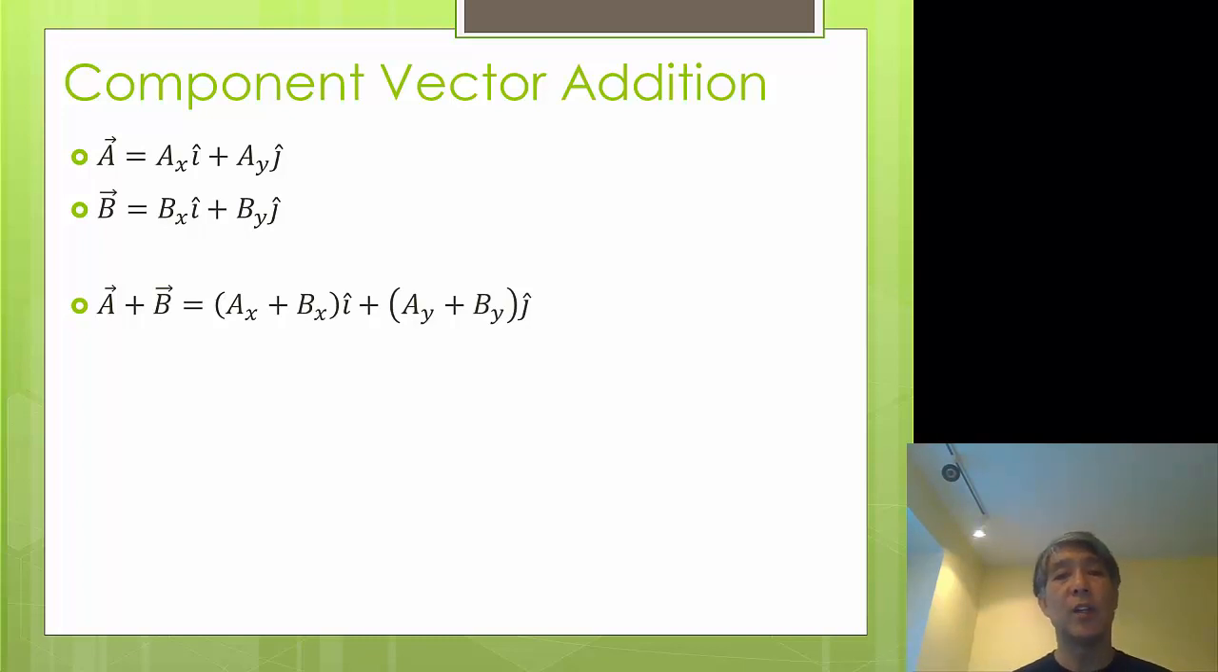When we're doing vector addition of the components, all we do is stack the two vectors vertically, and the various components just add up. So in this case, we take the ax's and the bx's and just add them together, and we end up with ax plus bx, i hat, and ay plus by, j hat. So if some of those numbers are negative, that's fine, in which case we're adding negative numbers. That's okay.